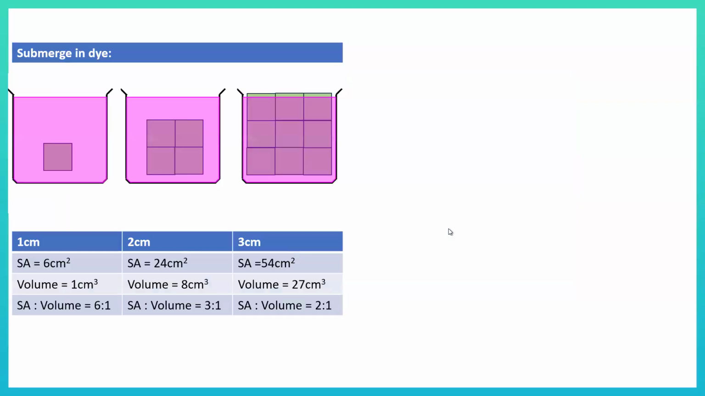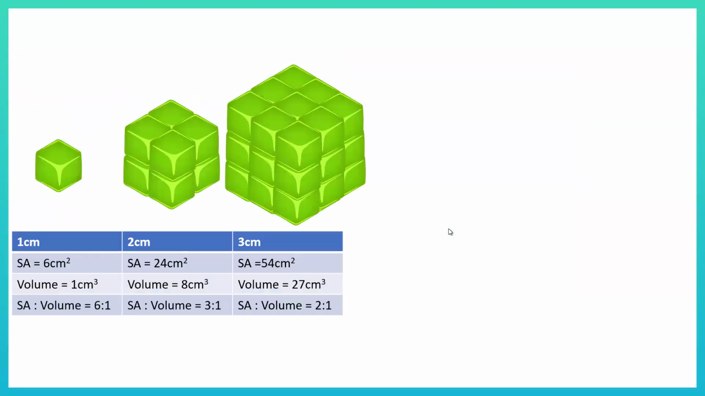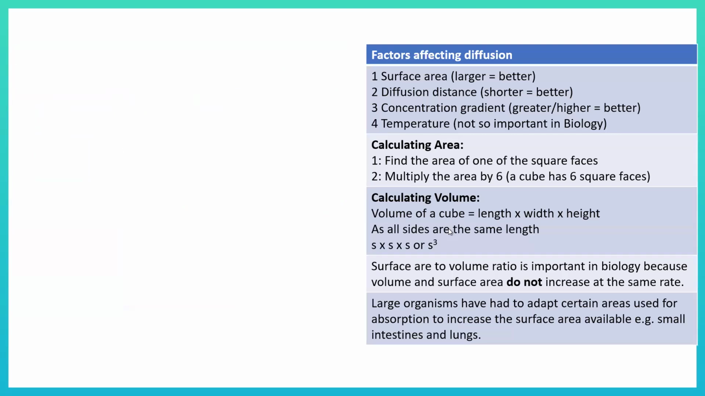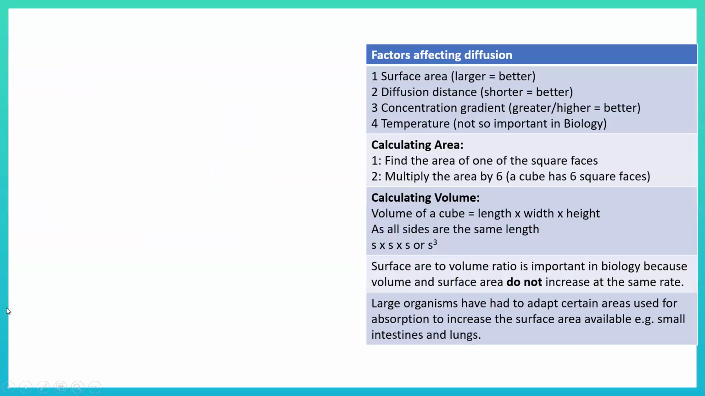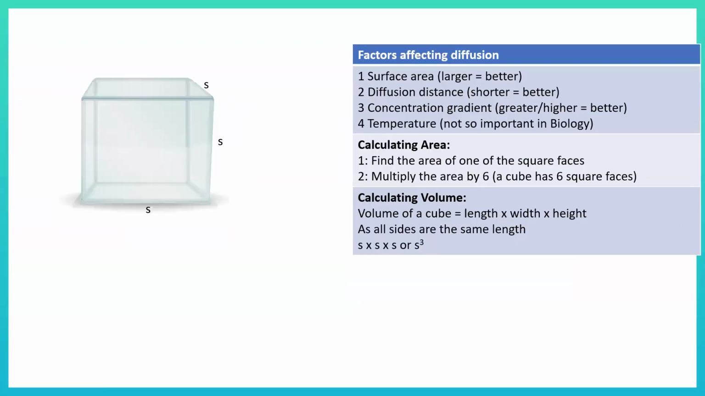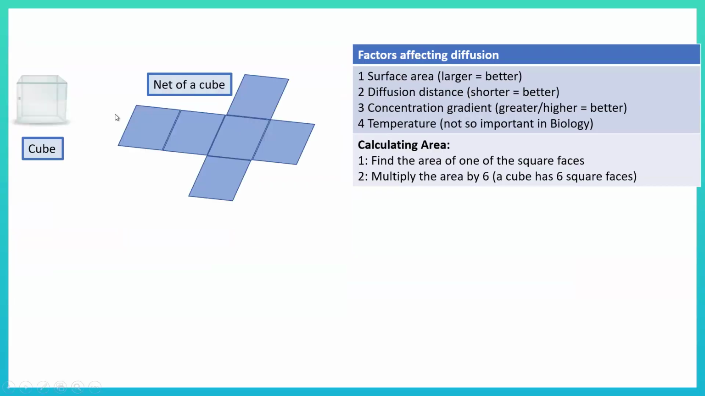Surface area to volume, right? So surface area is literally the area on the surface of the cube. Okay. So the surface area is this that you can see here, the net of the cube. It's just the flat surface area.